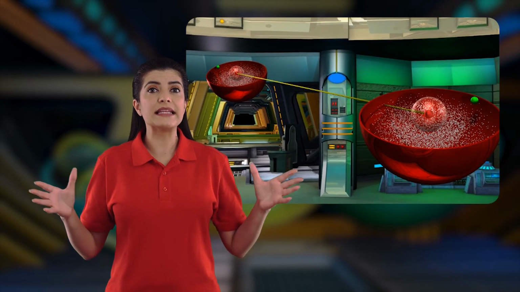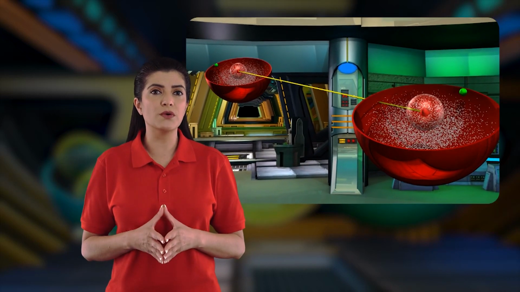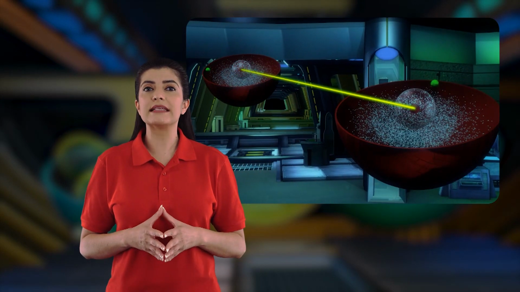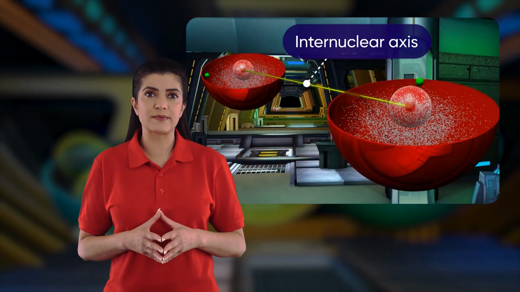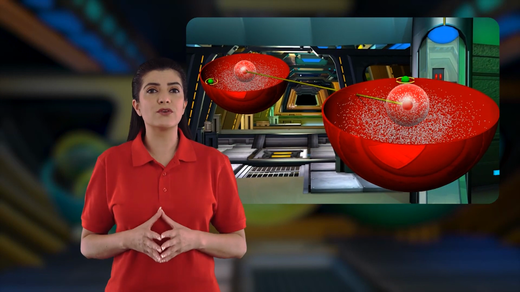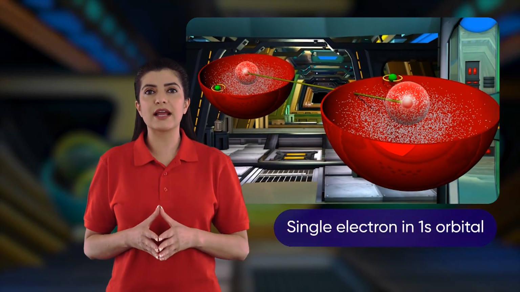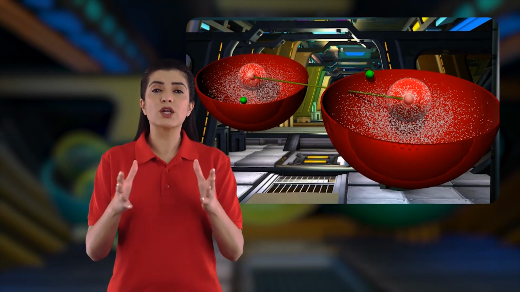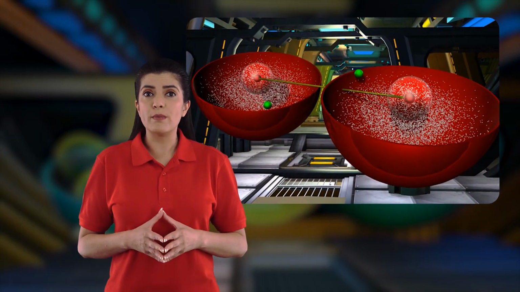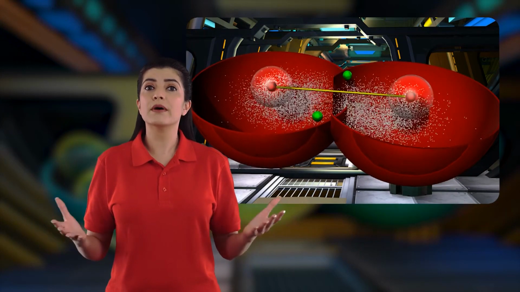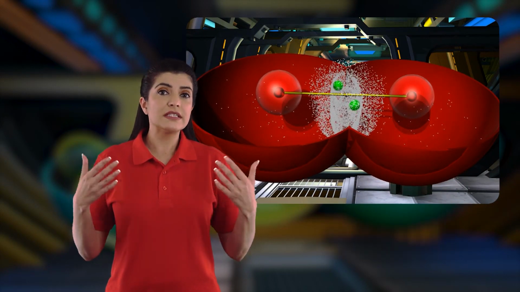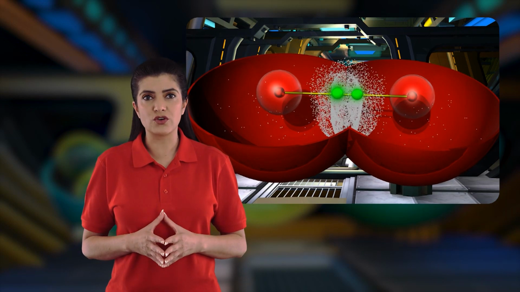The imaginary line connecting the two hydrogen nuclei along which the atoms approach each other is known as the internuclear axis. We know that each of these hydrogen atoms has a single electron in a 1s orbital. As these atoms come very close to each other, their s orbitals, which are spherical in shape, overlap along the internuclear axis, thereby facilitating the sharing of electrons.